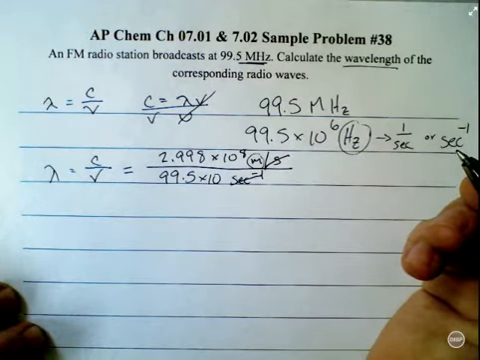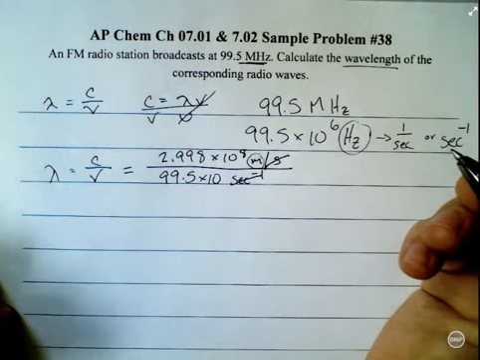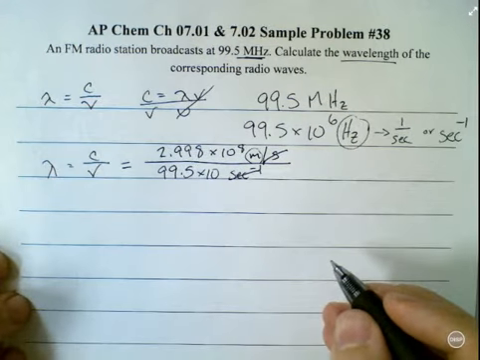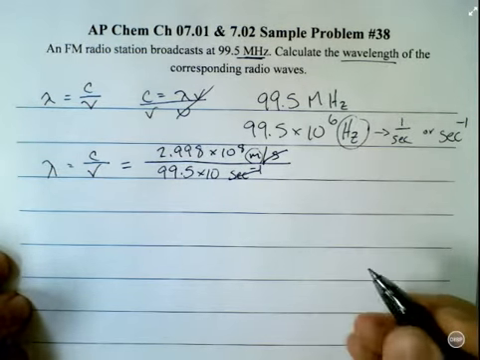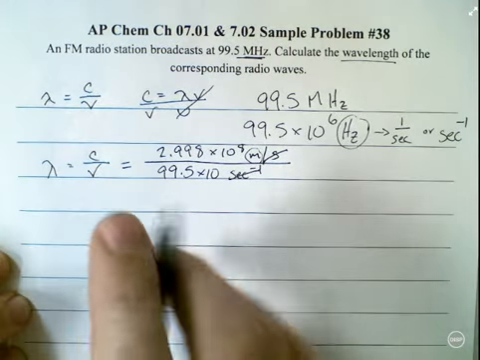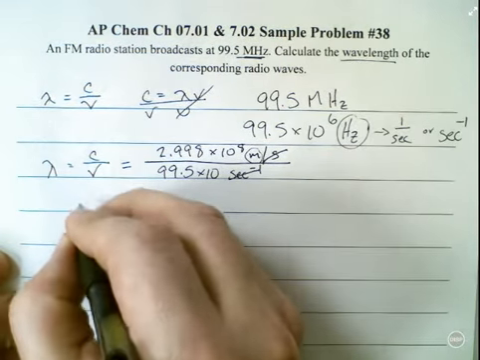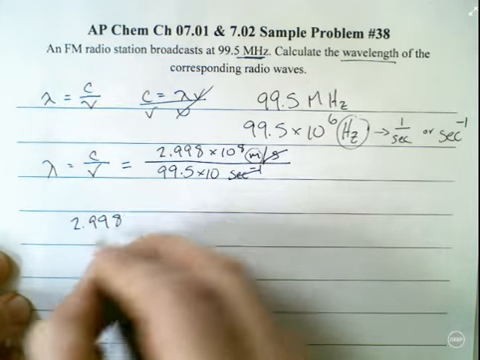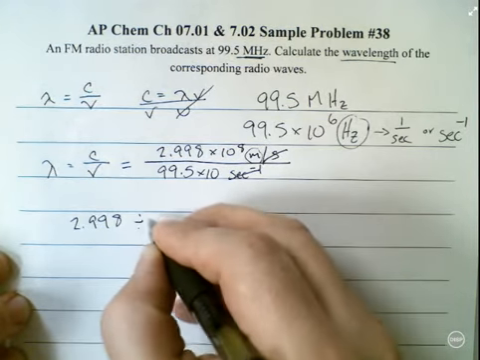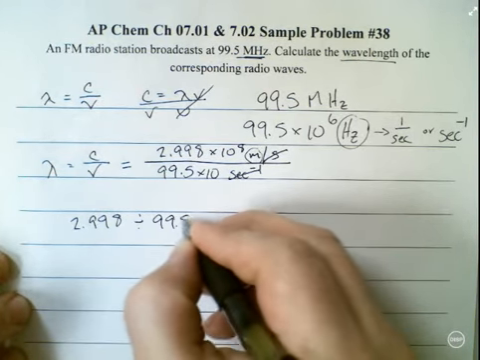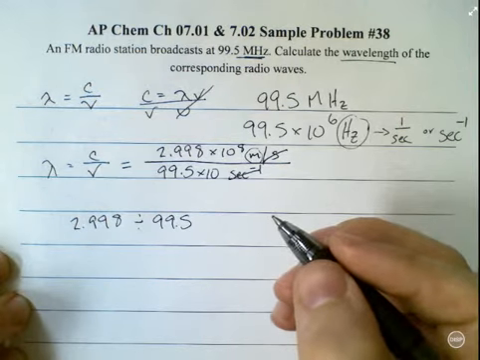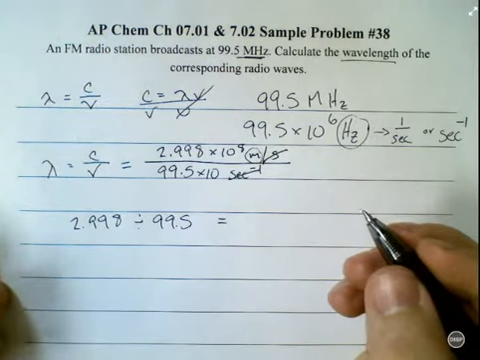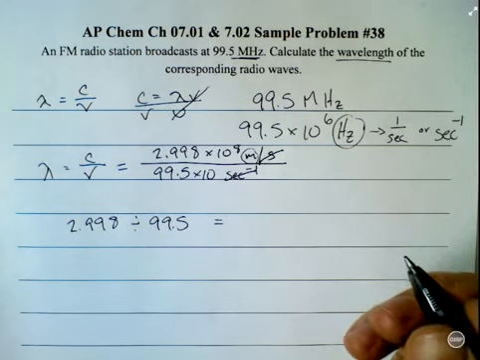Now, getting out your calculator, doing some simple calculation, and again, I would strongly suggest that the first calculation you do does not involve the exponents at all. In your calculator, I strongly suggest doing 2.998, then dividing that by 99.5. I suggest getting an answer for that, and then dealing with your exponents secondly.